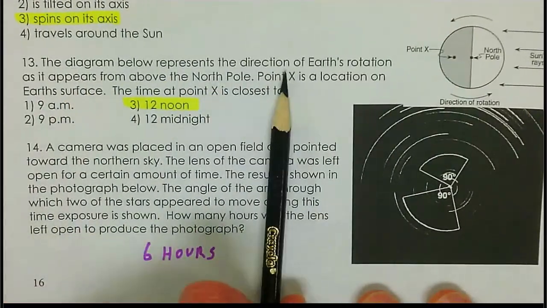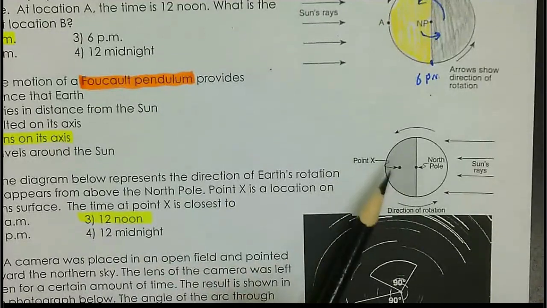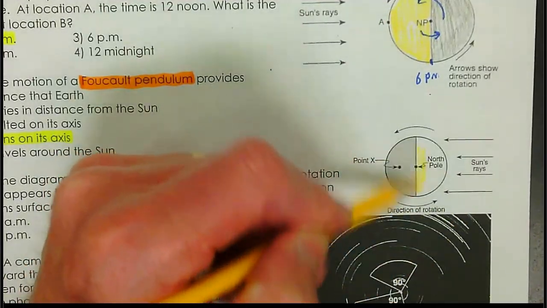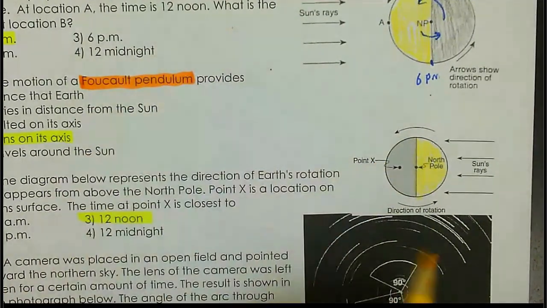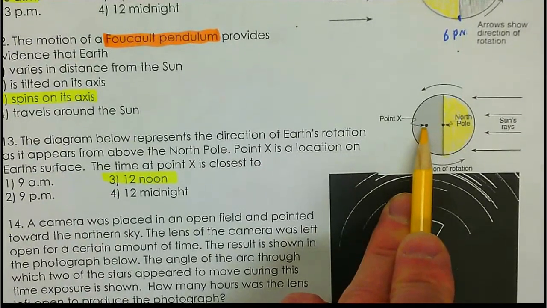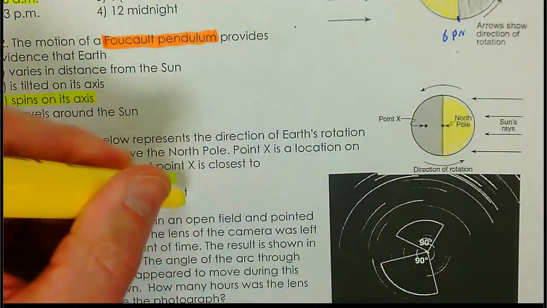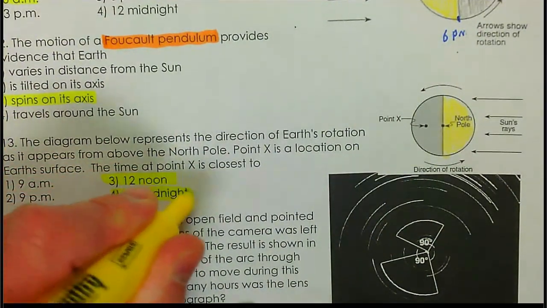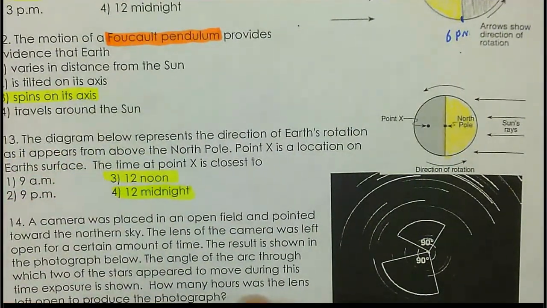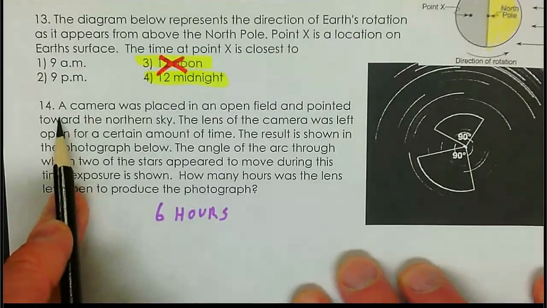13. The diagram represents the direction of the Earth's rotation. So notice we have a very similar diagram. They shade nighttime for you. Notice that it's switched. Now the sun is coming from the other direction. What time is it at point X? We know that point X is not noon, it's midnight. Sorry about that. Midnight, there we go. That's in the middle of the night, therefore midnight.